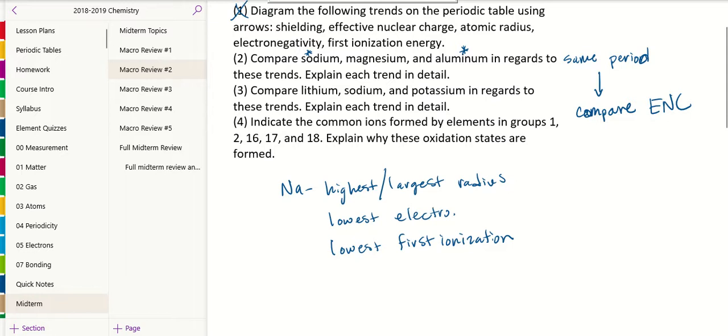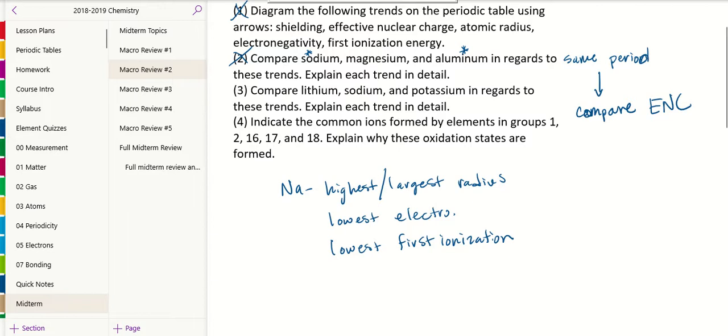Because it has the lowest ENC, that means it doesn't pull that valence shell in close to it. Aluminum's going to pull that shell in really close, make it have a really small radius because of the higher ENC. Sodium has less protons, so that radius is able to sit out further away from the nucleus, making the radius larger. So that means the electrons are going to be closer for aluminum, and for sodium, the electrons will be further away.